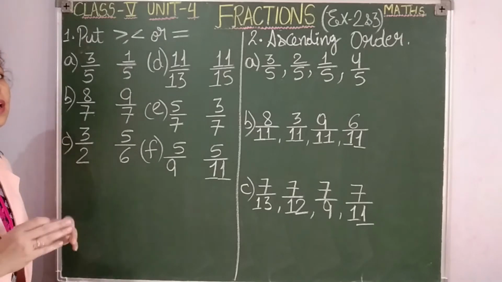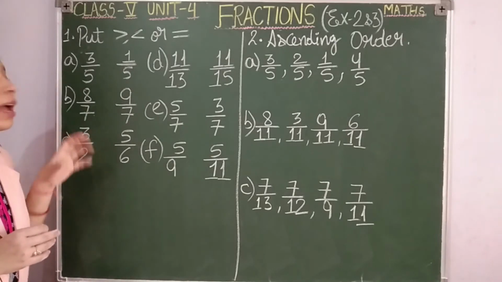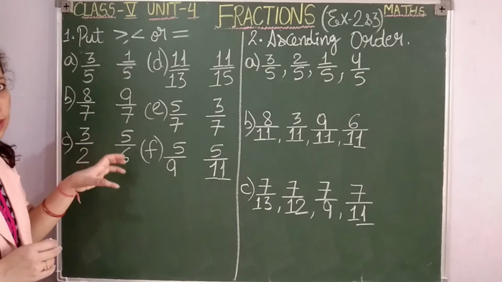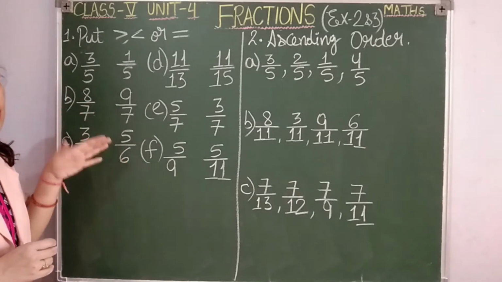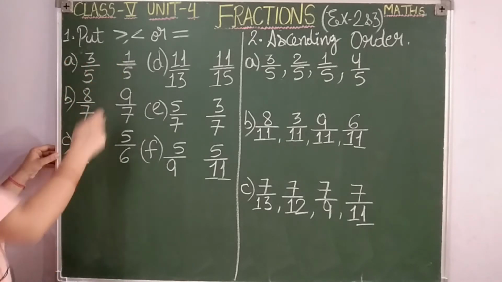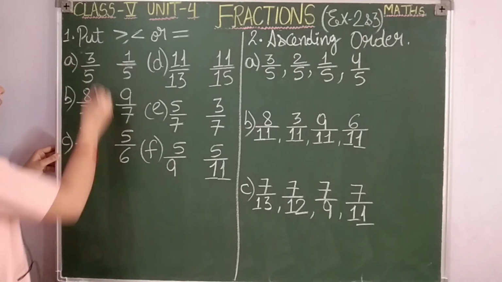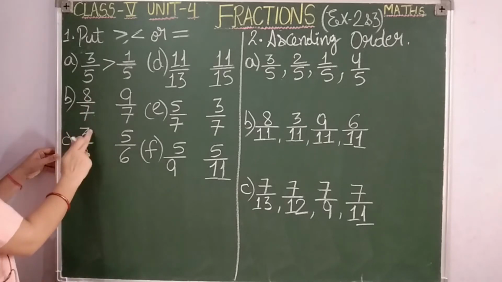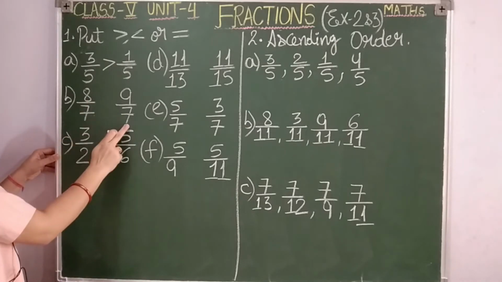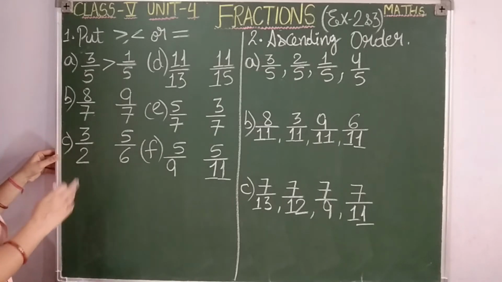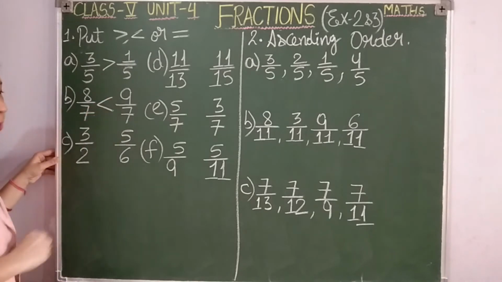Always remember, whenever comparing like fractions where the denominators are the same, you have to observe the numerators. The fraction with the greater numerator will be the greater fraction. So here 3 by 5 and here 1 by 5, which numerator is greater? It is greater for 3 by 5. Clear students? So easy. Here again see, denominators are the same, 7 and 7, so these two are like fractions. Observe the numerator: here it is 8, here it is 9. Which one is greater? This one. So this fraction will be greater.